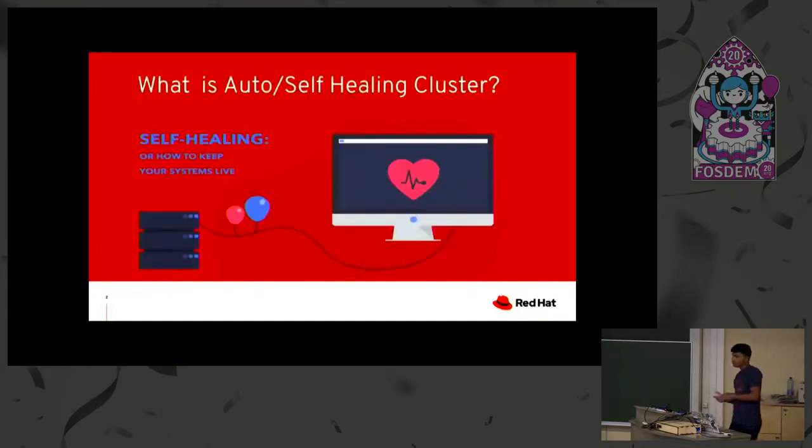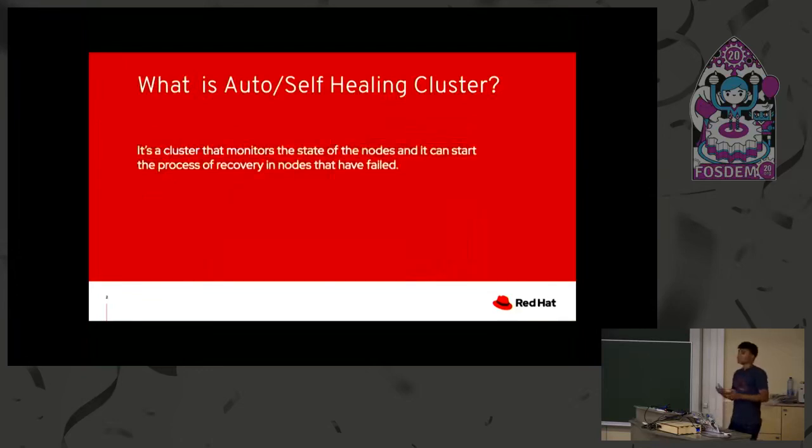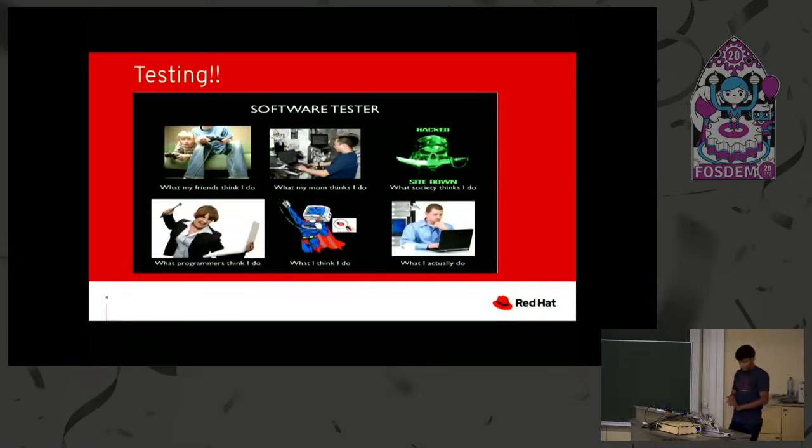So before we talk about negative testing, we'll talk about auto-healing clusters. So what is an auto-healing cluster? Basically, it's a kind of cluster which monitors itself, and whenever there is a degradation of the cluster, it will start a recovery process. So it will always make sure that no degradation happens in a cluster. All right. So now let's jump into testing.